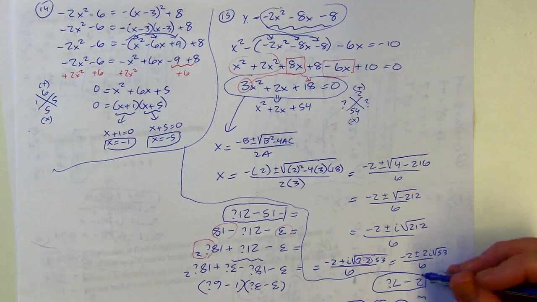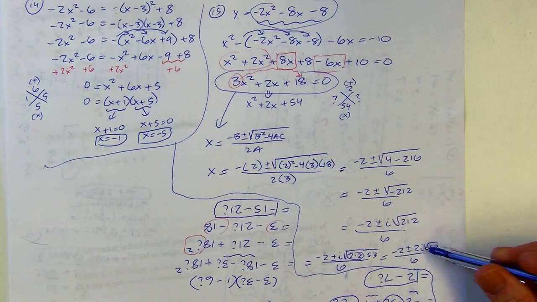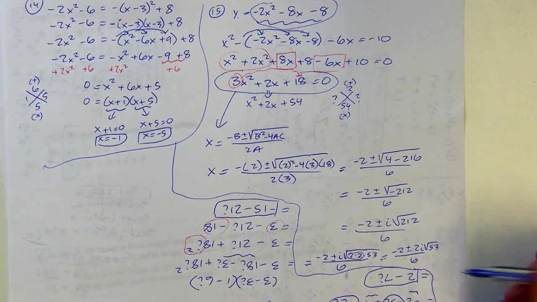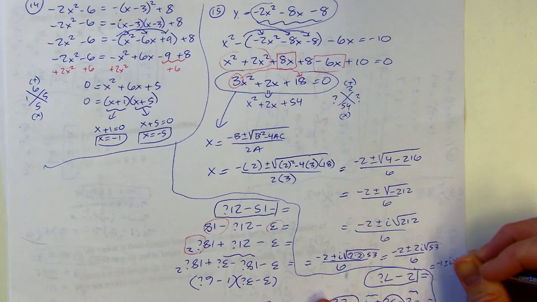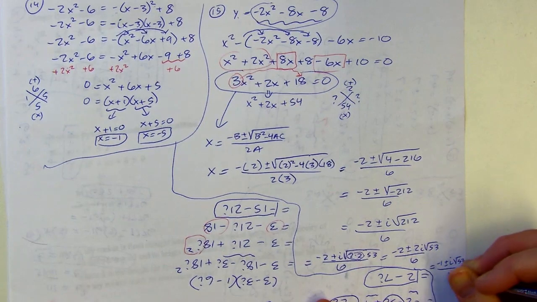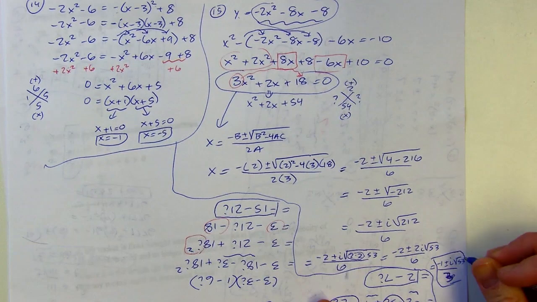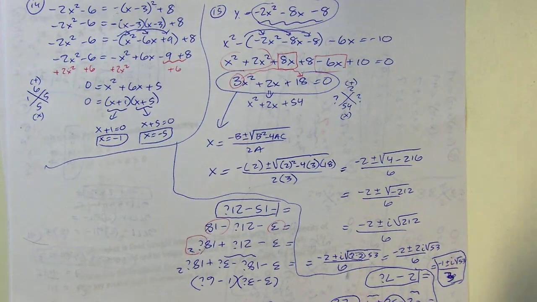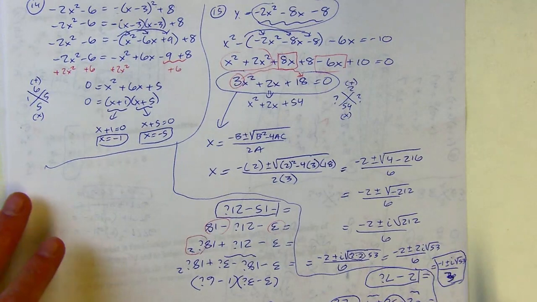Almost there, but I can still do a little better than this because I can see all 3 terms there. This term, this term, and this term. They're all even numbers, so I can divide everything by 2. Which means this will be negative 1 plus or minus i root 53 all over 6. No, 3. I forgot to divide by 2 on the bottom. Negative 1 plus or minus i root 53 all over 3. Okay, that's a long one.